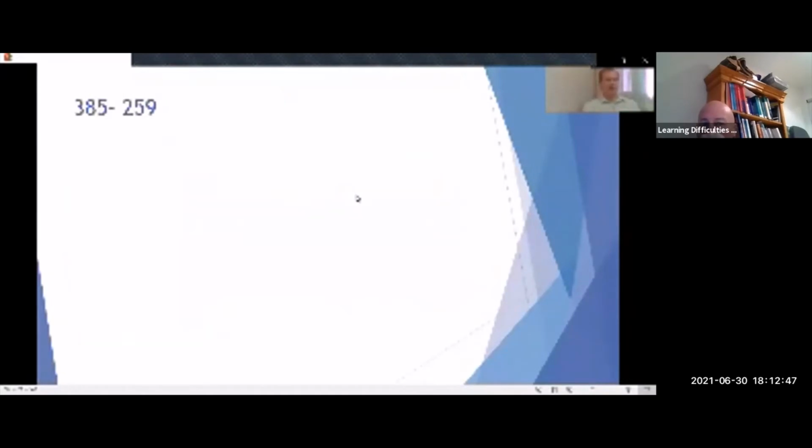So in this example here, first thing we do is round 259 to 260. So we're left with 125. But because we've subtracted too much, we subtracted 260, we need to give one back or compensate. So it's going to be 125 plus 1 is 126.